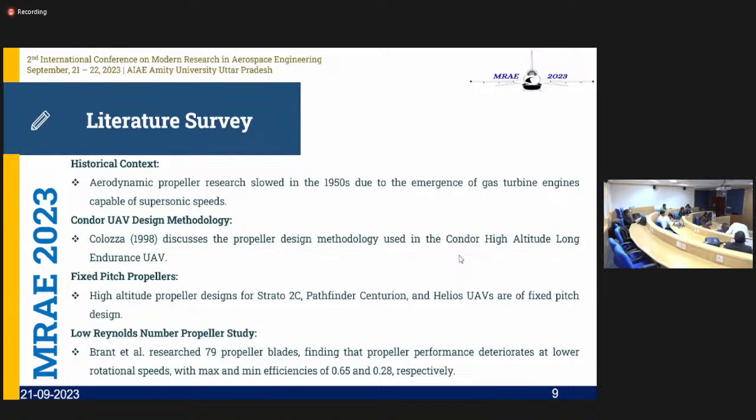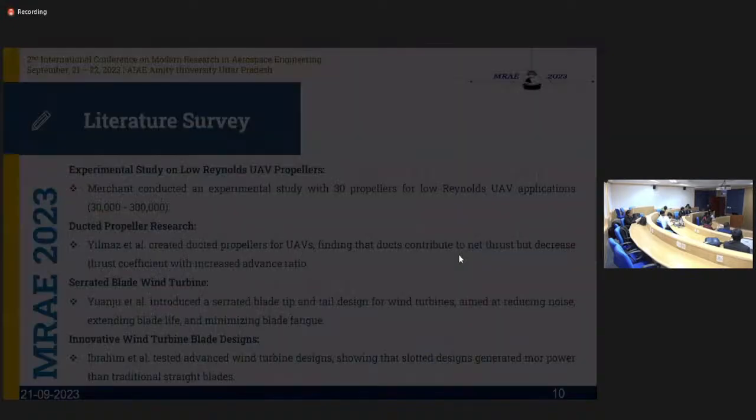It was carried out by Brandt et al., who researched nearly 70 papers regarding propellers, finding that the propeller performance deteriorates at low rotational speeds with a maximum efficiency of 0.6% and 0.28% respectively.